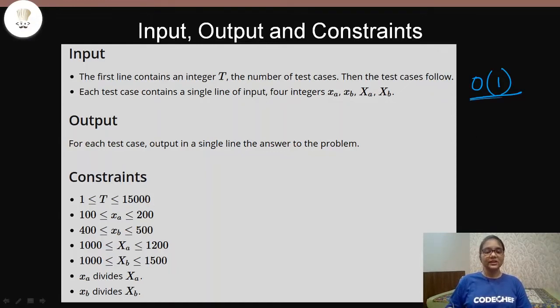And if you see the constraints, then they are not too large, and considering our time complexity is order of 1, you don't need to worry about the constraints. Also, it is given here that small xa will always divide capital XA and small xb will always divide capital XB. So this also you don't need to worry about checking, because it is already mentioned in the constraints.